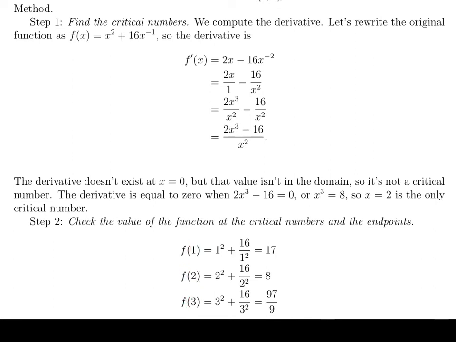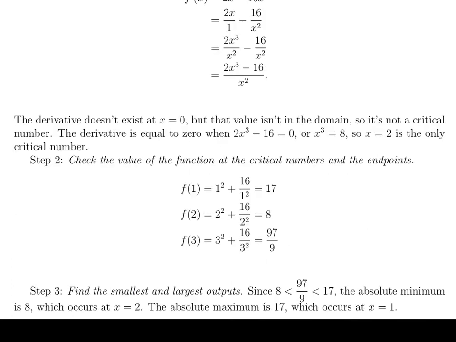So really what we're interested in is which of these three numbers is biggest and which is smallest. So that's what we're looking for in our last step. We want to find the smallest and largest outputs. Now I don't know exactly what 97 over 9 is. It's pretty close to 11. It's somewhere between 10 and 11. So that tells me that 8 has to be the smallest number and 17 has to be the largest number of the three outputs.